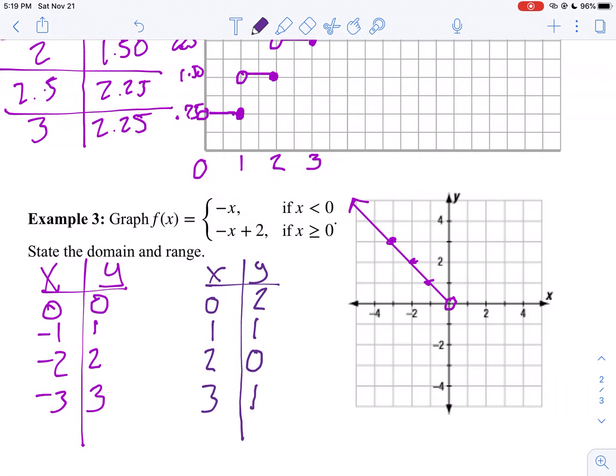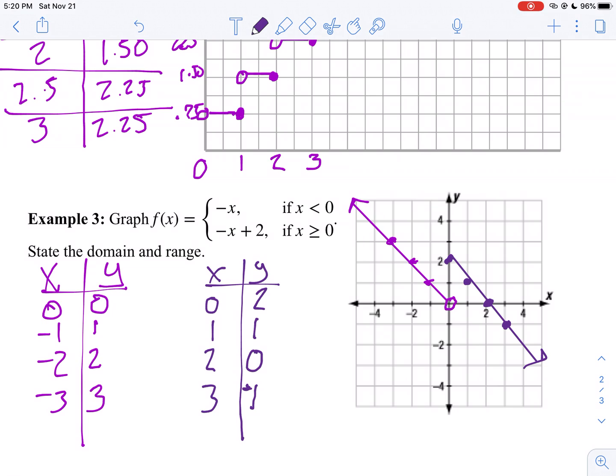Now let's plot those points. So I'm at 0, I'm up at 2. When I'm at 1, I'm up at 1. When I'm at 2, I'm up at 0. When I'm at 3, I forgot my negative sign there, didn't I? There we go. At 3 should be negative 1. So at 3, I'm at negative 1 because negative 3 plus 2 is negative 1. So my line looks like this.